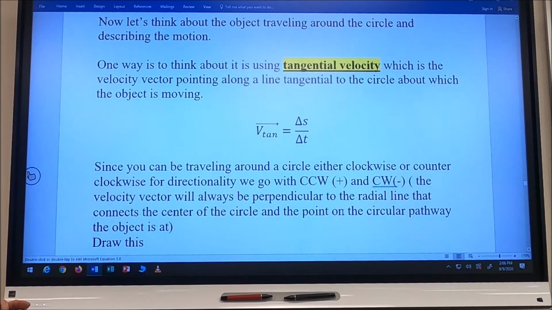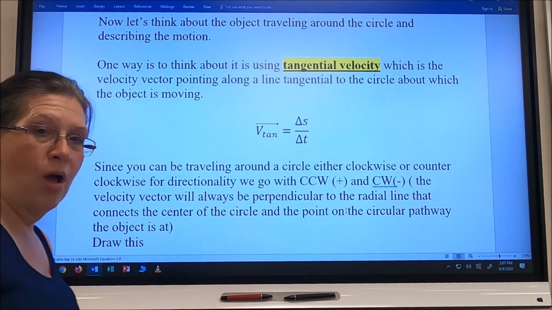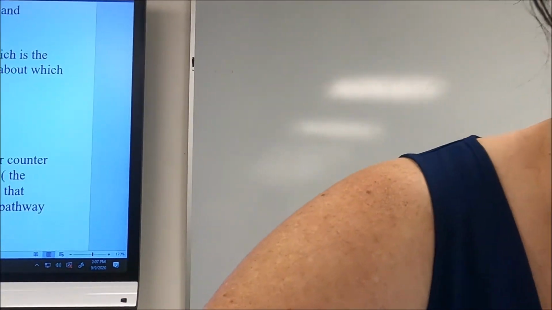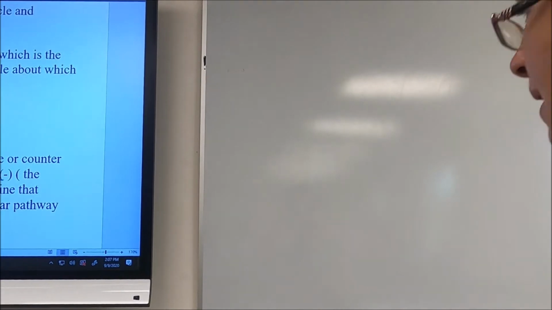So let's think about an object traveling around the circle, and we want to start talking about its motion, okay? One of the things that we want to think about is its tangential velocity, which is a velocity vector pointing along a line tangent to the circle about which the object is moving. Now let me draw a pretty picture, or a not so pretty picture. If it's not so pretty, don't tell, okay?